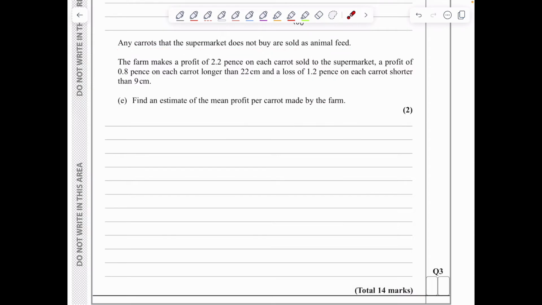So those carrots sold to the supermarket give me a profit of 2.2 pence. I make a profit of 0.8 pence through each carrot longer than 22 centimeters, and I'm actually making a loss of 1.2 pence for carrots shorter than 9 centimeters, and I need to find an estimate for the mean profit per carrot. So let's start by finding the probability that a carrot has a length of less than 9.